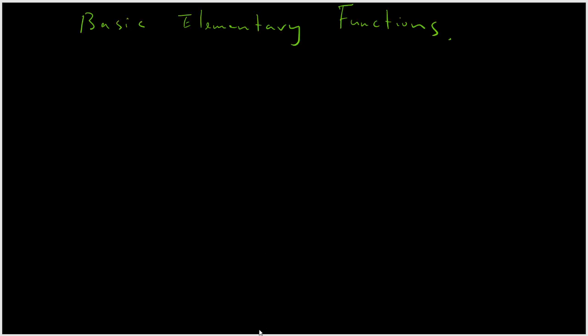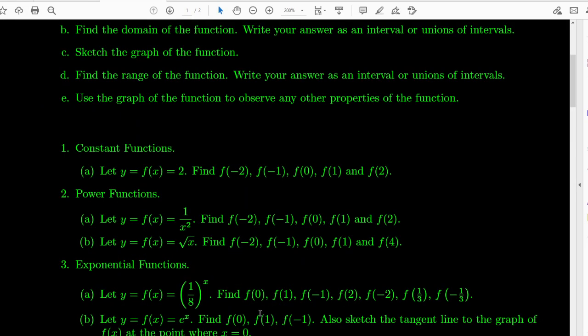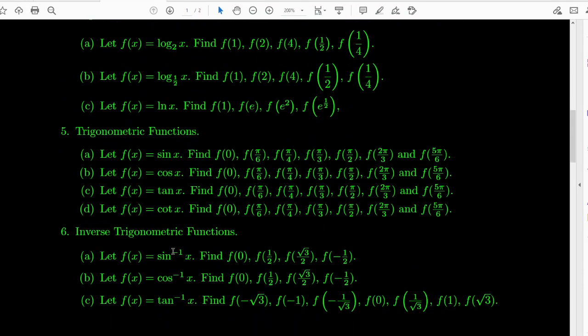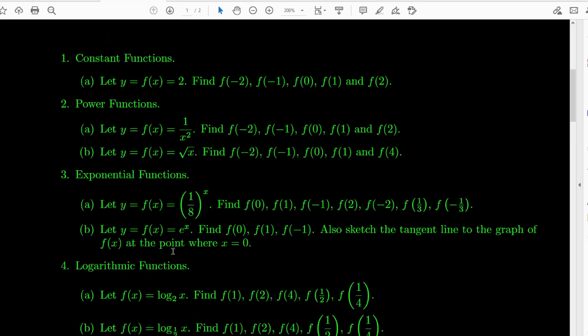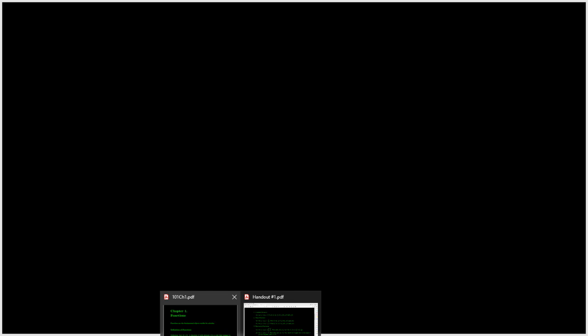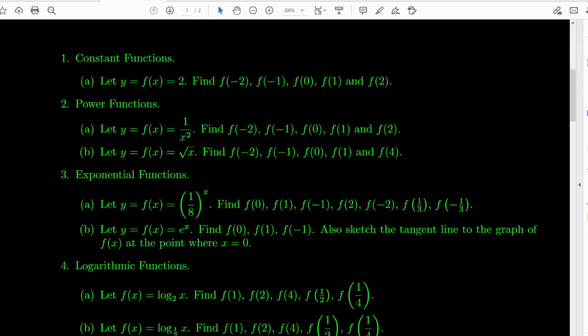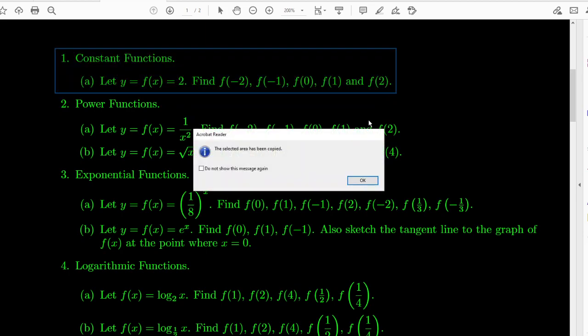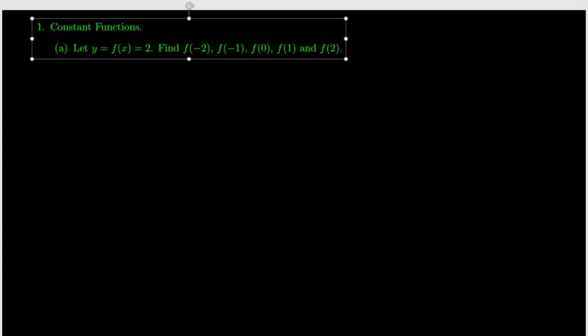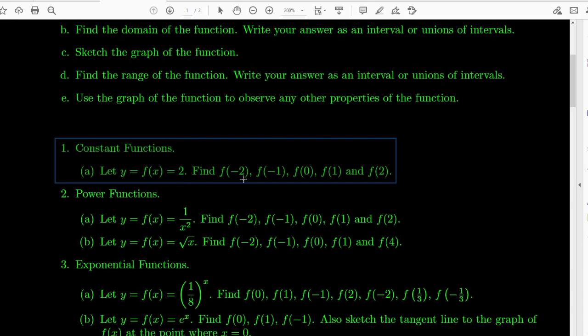These are the functions on this list. It consists of constant functions, power functions, exponential functions, logarithmic functions, trig functions, inverse trig functions. We're going to talk about this one by one. We start from constant functions. Represented by question 1a. As long as you know how to do question 1a, then you should be able to do all constant functions. It's very simple, actually the simplest class of functions.